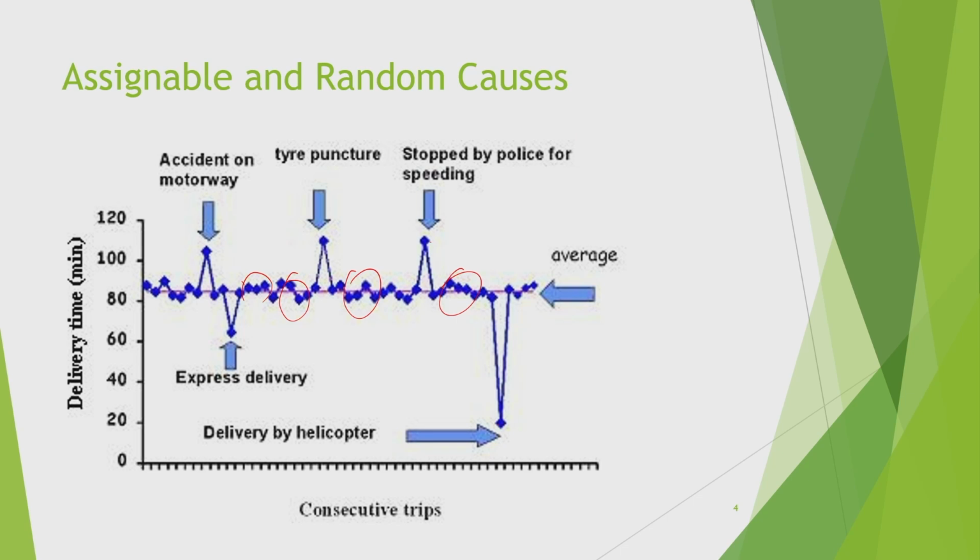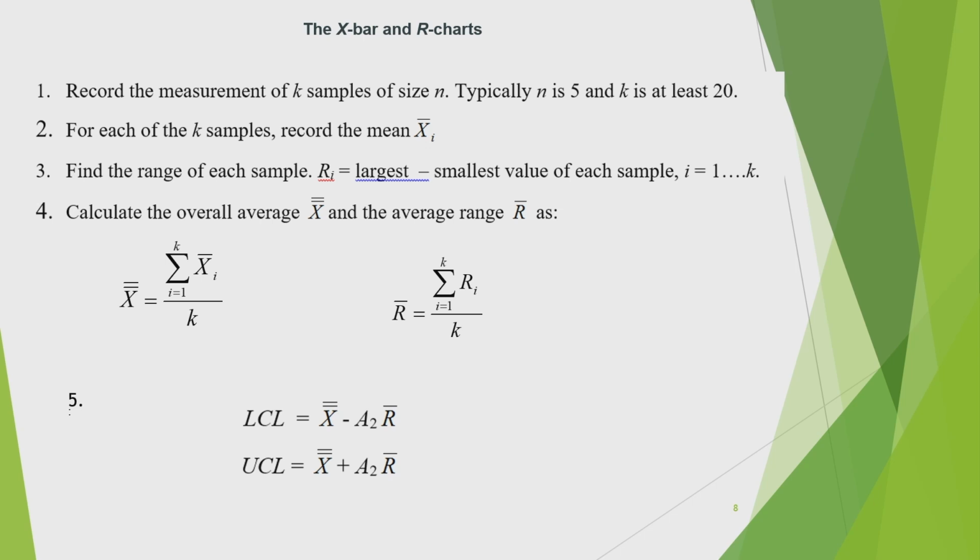So, I mean to say that suppose you wanted to tell about an express delivery person, then in that case, instead of plotting individual values, you make samples, and sample wise you see the time. That means you can take 5 times together and then take the average of that. So depending on this, we make X bar and R charts.